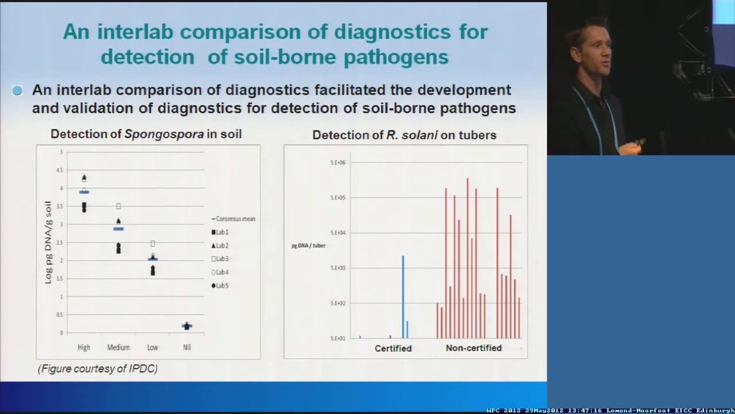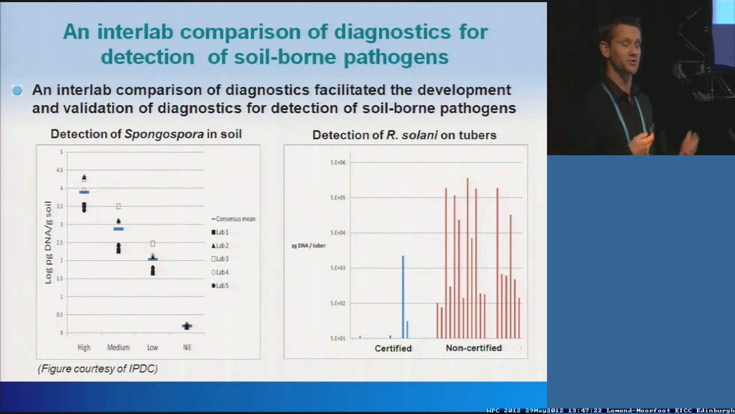And as you can see, what we found was that we were relatively consistently picking up certain pathogens in the soil. So that was the first thing for us. That was great news. And what it's allowed us to do is to move on to start assessing the pathogen in the soil, in the field, and also on tubers.